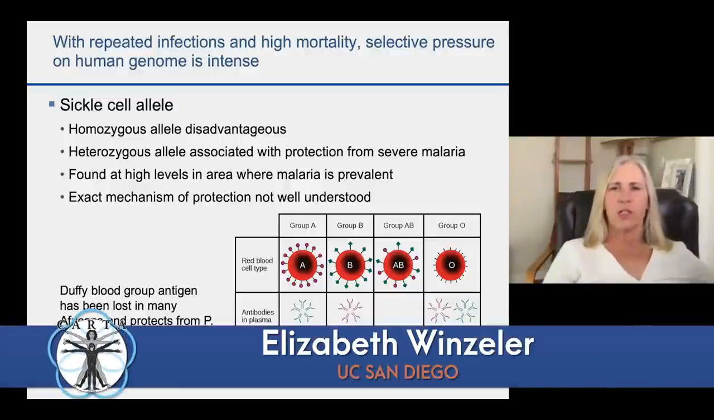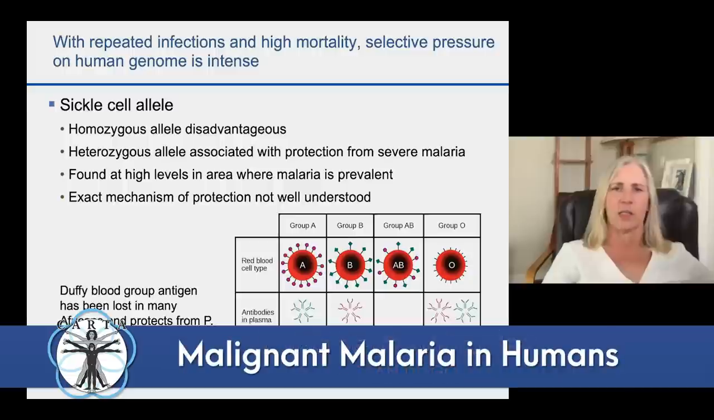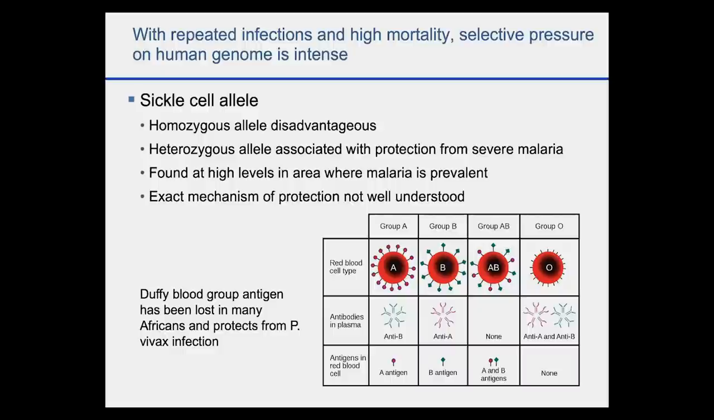So with repeated infections and high mortality, selective pressure on the human genome is intense. And there are several different alleles that we know have a major contribution. And one of these is the sickle cell allele, or hemoglobin S. So if you have both copies of the sickle cell allele, it's very disadvantageous and you're very sick. If you happen to be heterozygous for the sickle cell allele, it provides protection from severe malaria and is clearly maintained in African populations because of the protective advantage that it confers. The sickle cell allele is found at high levels in areas where malaria is prevalent. The exact mechanism by which the sickle cell allele provides protection is not that well understood.